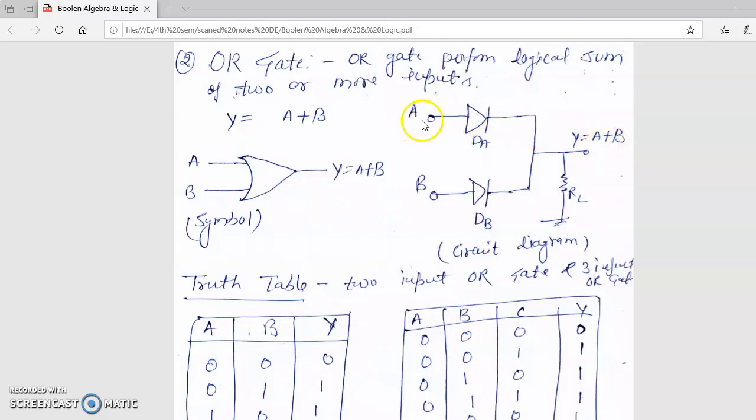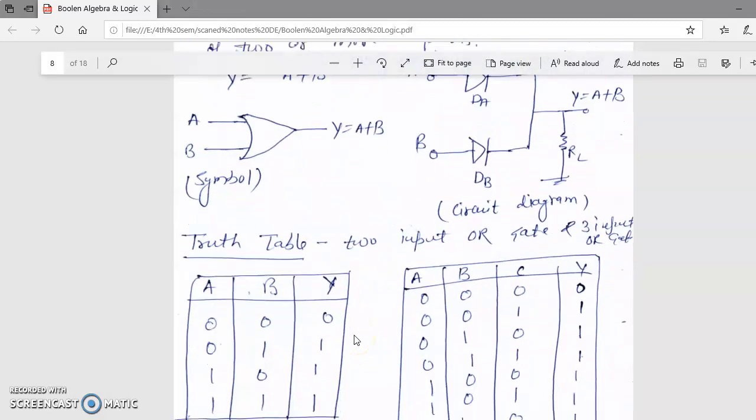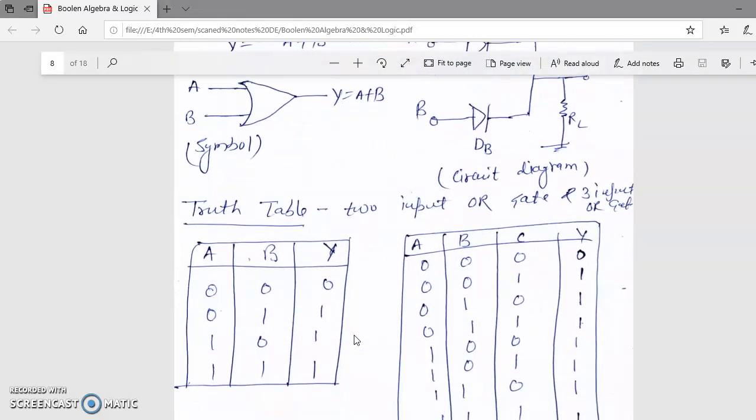When we have two inputs A and B, it means we have four combinations of these two inputs. Both A and B are low, that is 0 0, and both are high, that is 1 1, and another case in which A equals 0 and B equals 1, whereas A equals 1 and B equals 0.